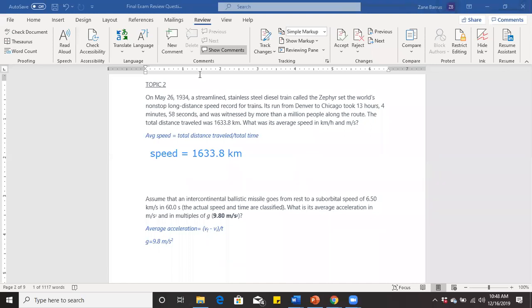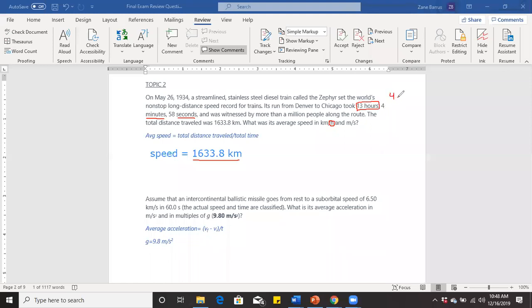Now the problem is that in order to calculate kilometers per hour, we need hours. But the time units that they gave us were a mixture of hours, minutes, and seconds. So we need to consolidate those all down to 1 unit of time. Let's do hours since that's what we're going for in our first part of the question anyway. So 13 hours I can leave alone because it's already in hours.